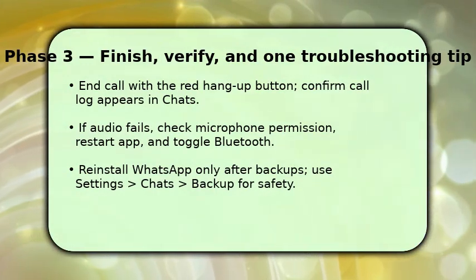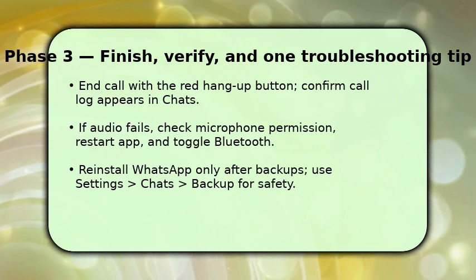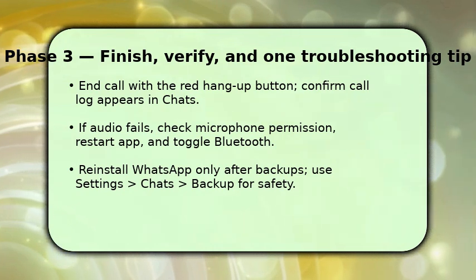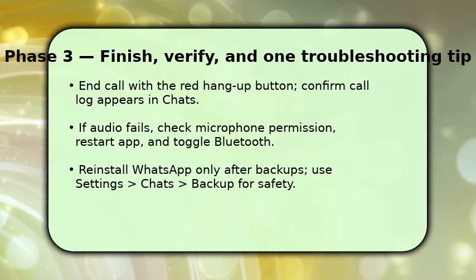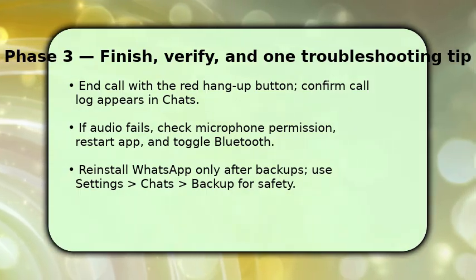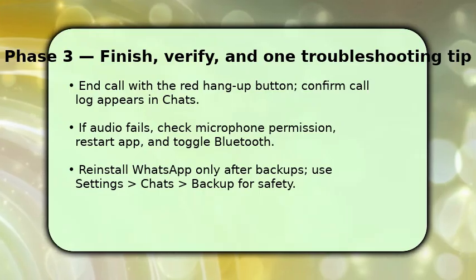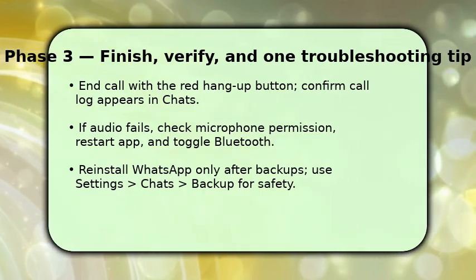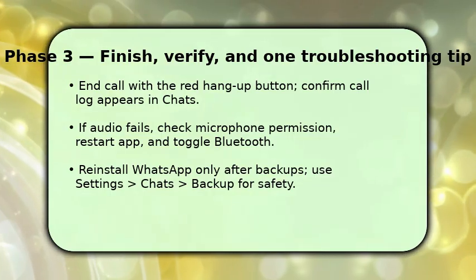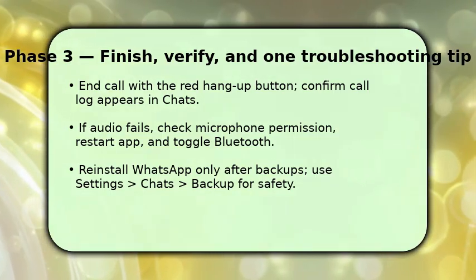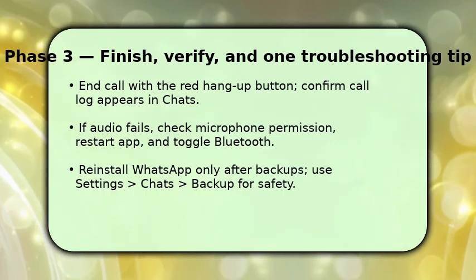If you or others can't be heard, first check microphone permissions and that Bluetooth isn't routing audio to another device, then restart WhatsApp. Make sure notifications and background app refresh are allowed so incoming calls reach you. If problems persist, back up your chats and reinstall the app, only after backup, because that fixes corrupted installs while preserving your messages and call history.